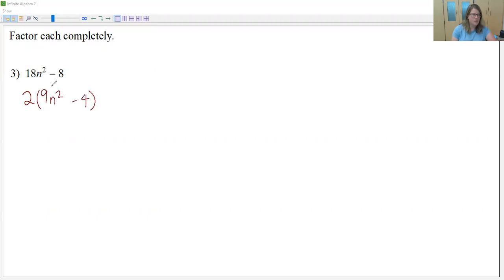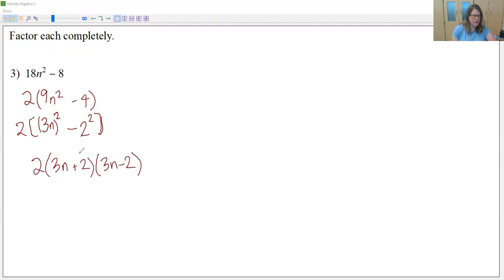Now look at my two terms in here. 9n squared is a perfect square because it's the same as 3n squared, if I put it in parentheses anyway. And then minus 2 squared. So a would be 3n and b would be 2, but we still have a 2 out front, so we can't forget about that. The part in the square brackets would factor to 3n plus 2 times 3n minus 2. And then that other 2 would just have to stay out front.